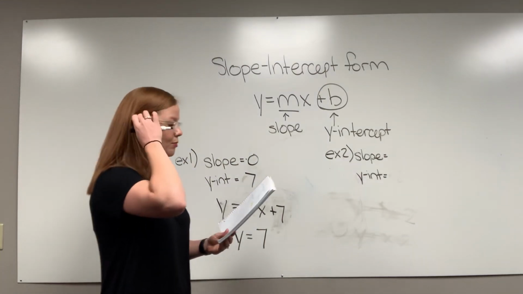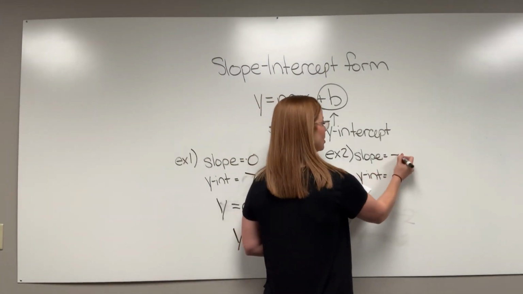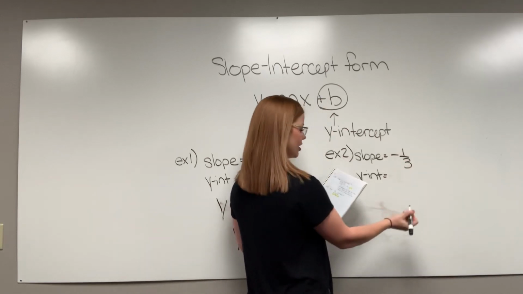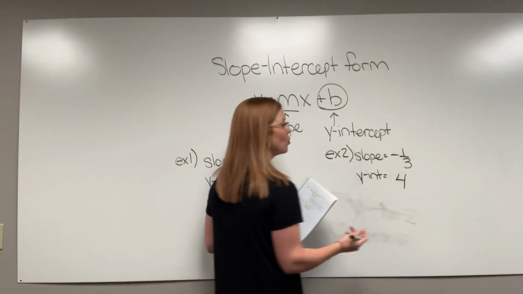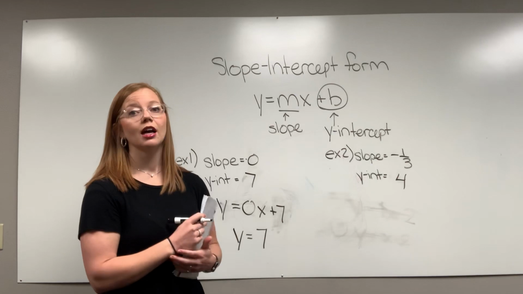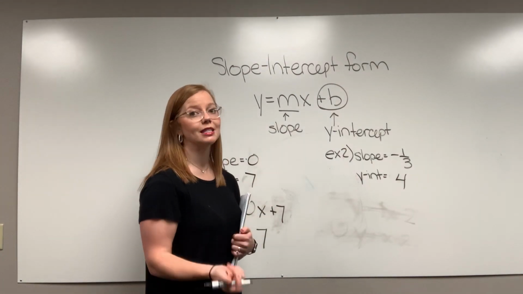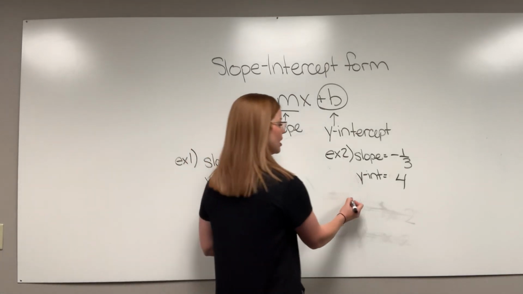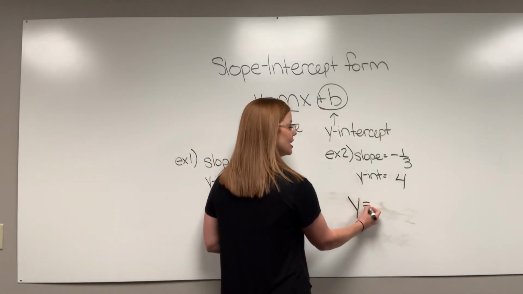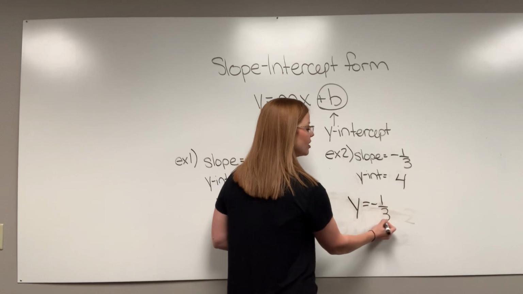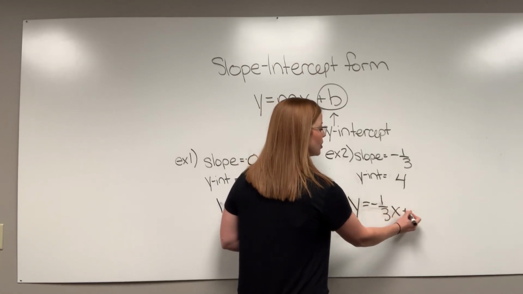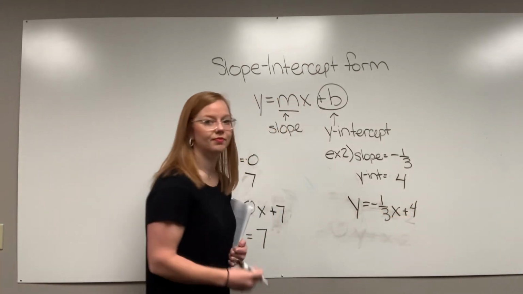And then last example, a slope of -1/3 and a y-intercept of 4. Once again, we replace the m with our slope, replace the b with our y-intercept. So it's going to be y equals -1/3 x plus 4.